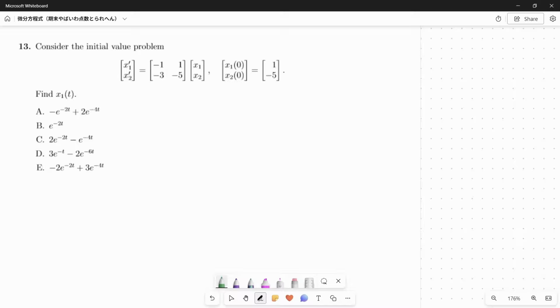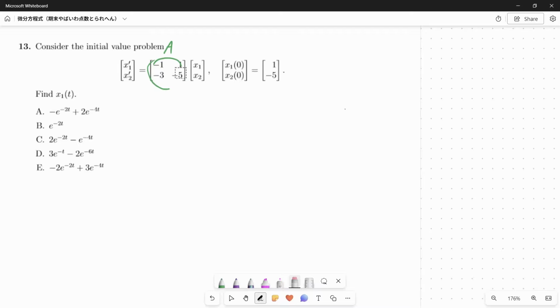So to start, before I do anything, I'm going to call this matrix A, just to make things a little easier to explain from here. And recall that when using the eigenvalue method to solve problems like this, you're going to want to find the eigenvalues of your matrix A and the corresponding eigenvectors.